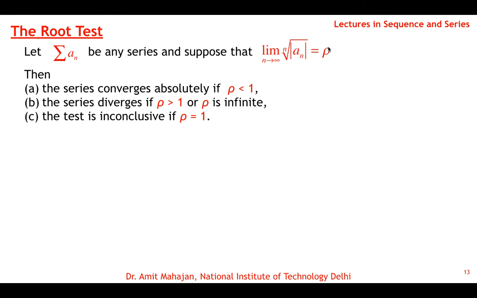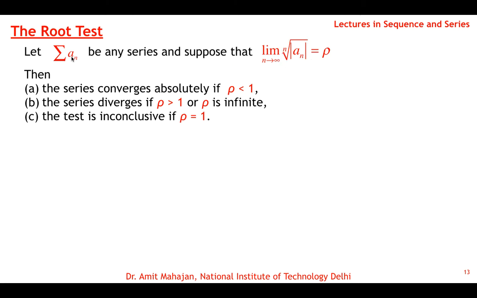If this limit equals rho, then the series will converge absolutely if rho is less than 1. That means this series will converge absolutely, meaning its modulus series is also convergent. And the series diverges if rho is greater than 1 or rho is infinite, and the test is inconclusive if rho equals 1. So the results are the same, but we are using a different way here.